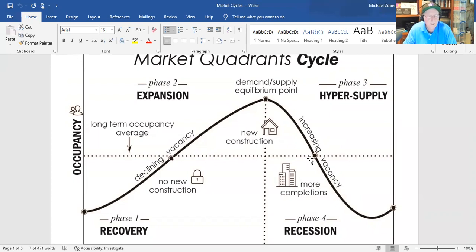John, thank you for doing this. Any other closing thoughts about the market quadrants? No, I think we covered it in a good summary.